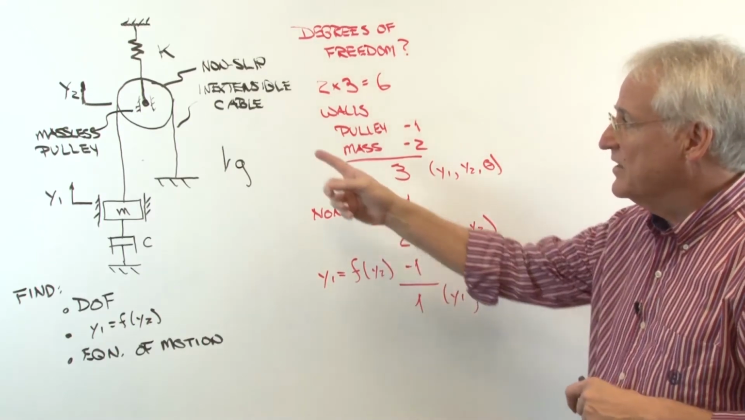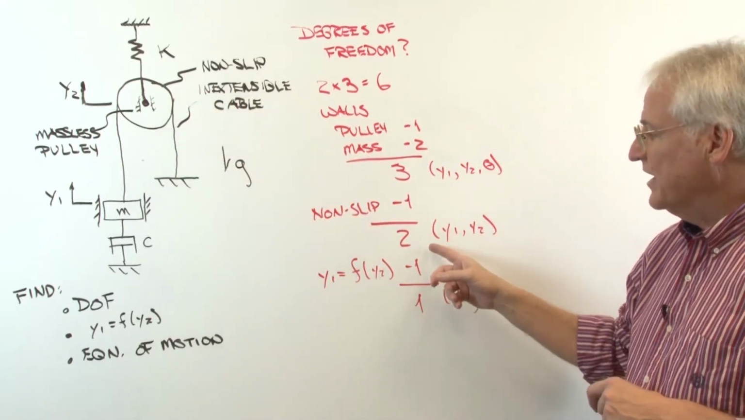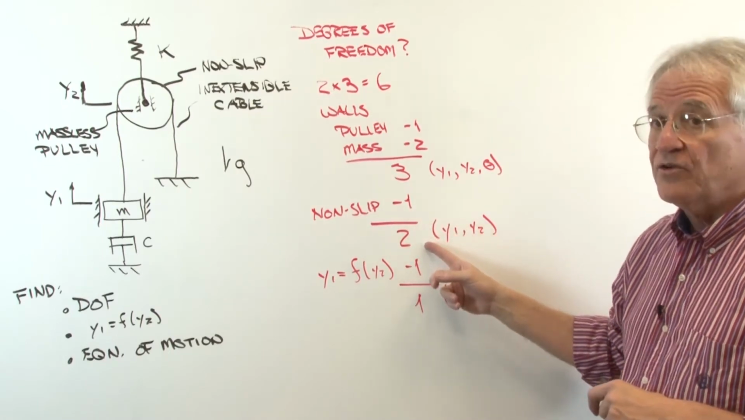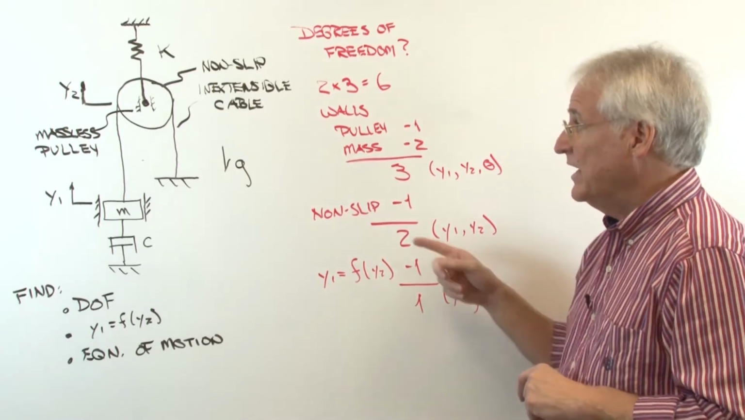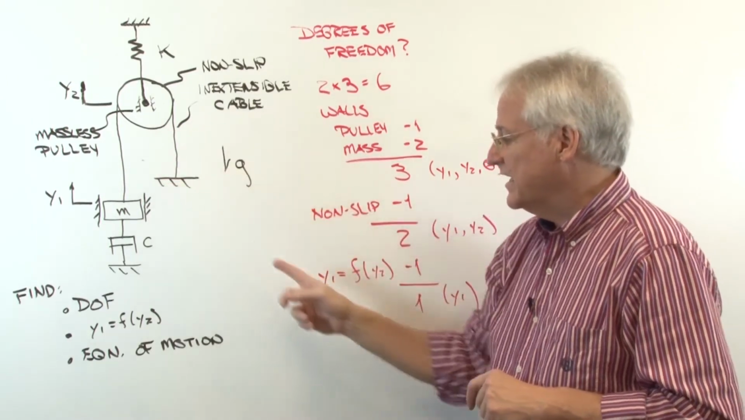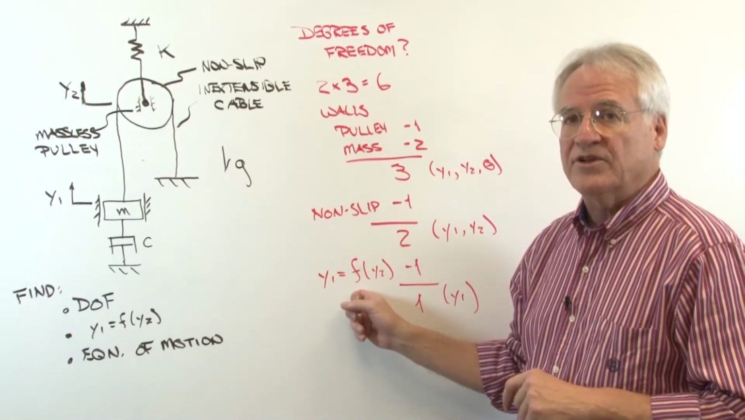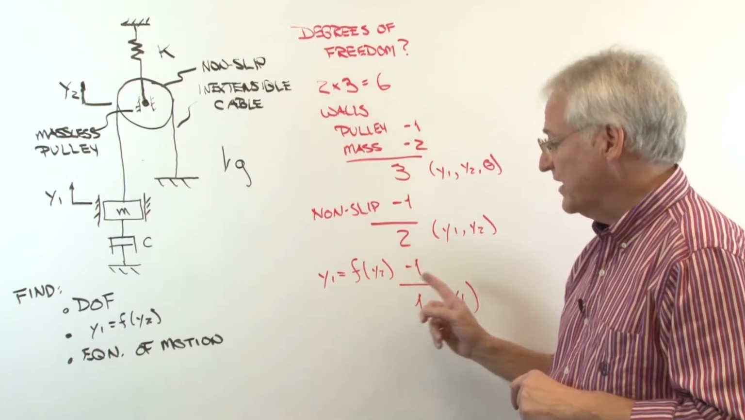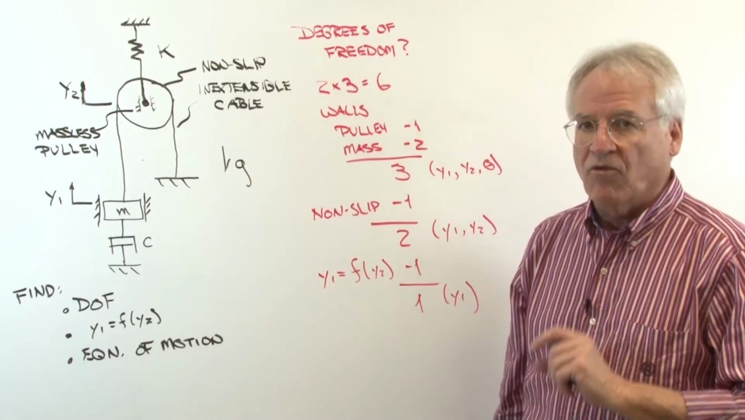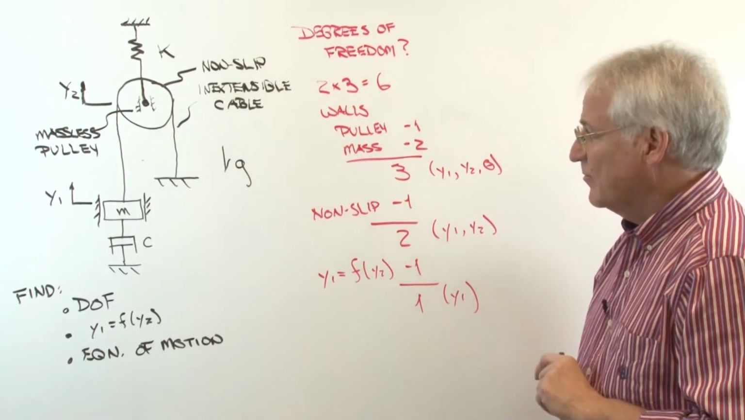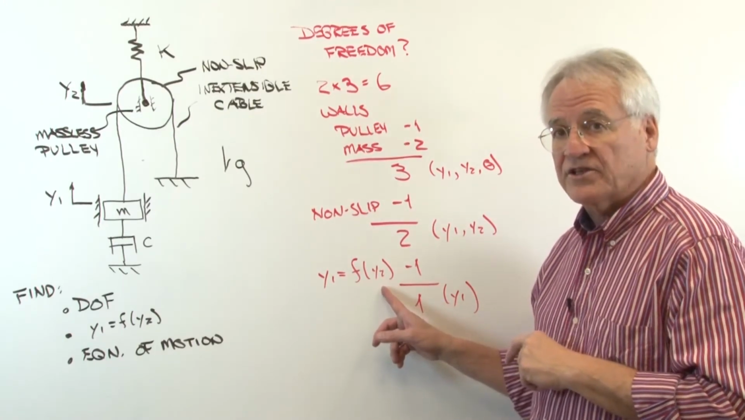The non-slip condition between the inextensible cable and the pulley eliminates another, leaving you with 2. So Y1 and Y2 are possible degrees of freedom, and because the cable is inextensible, we can see that there's got to be a kinematic constraint between Y1 and Y2. That eliminates yet another, leaving us with only 1 degree of freedom, Y1. So, number of degrees of freedom is exactly 1. The next task is to find out what this relationship is.